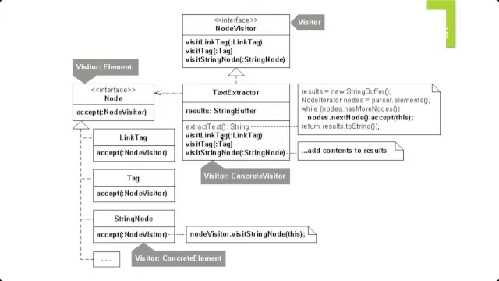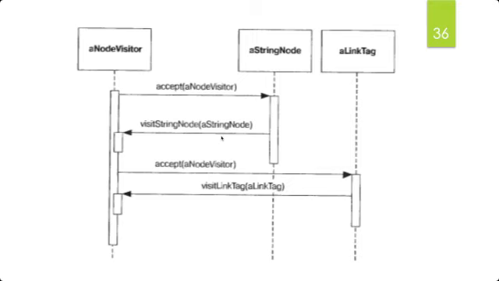It's hard to understand, maybe very complex, but let me try to explain again with this sequence diagram. My visitor calls the accept method inside every node. Then inside this accept method of my node, I run the method visit string node or visit link tag. It depends on what type of node I want to use.